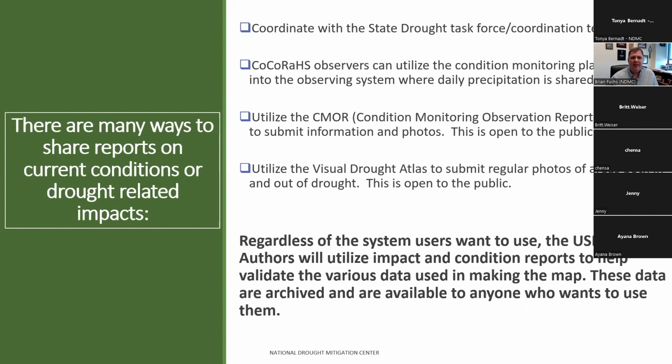But four or five times a year, we'll ask people to go out and take pictures in all the different cardinal directions and submit them, basically as a baseline of, when it is wet or when it is dry, this is what the area should look like. And pictures do a good job of showing some of the impact of dryness and wetness in a region. So the authors will use this information, and again, it's open to anyone, and it is public, and the best thing about it is it all gets archived.